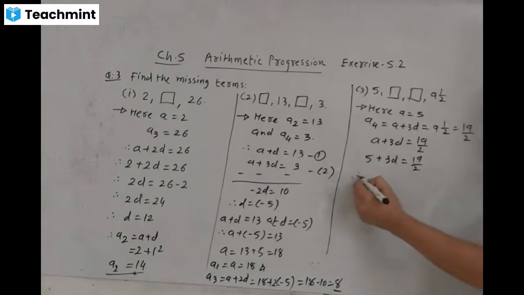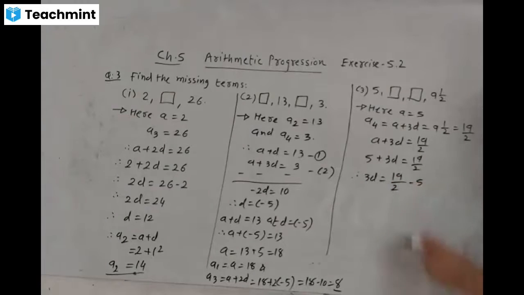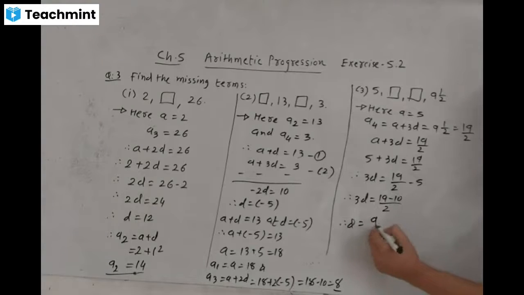Therefore, 3d is equal to 19 by 2 minus 5, that is 10 by 2. So 3d is equal to 19 minus 10 by 2. What is d? d is equal to 19 minus 10, that is equal to 9 divided by 2, and 3 is in division form. So 9 by 2 into 3, 3 3s are 9. What is d? d is equal to 3 divided by 2.